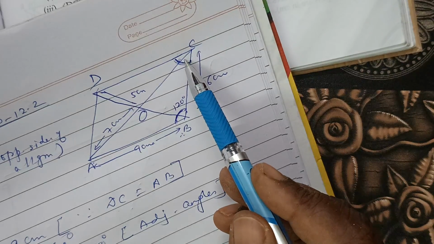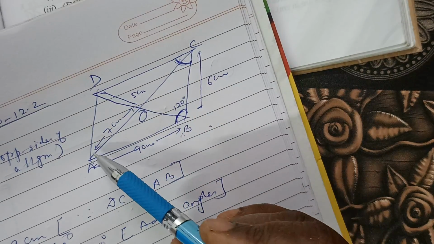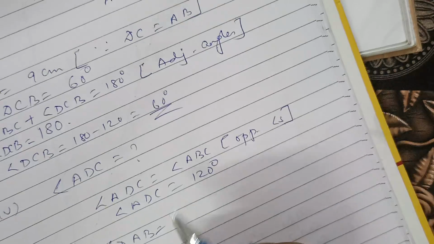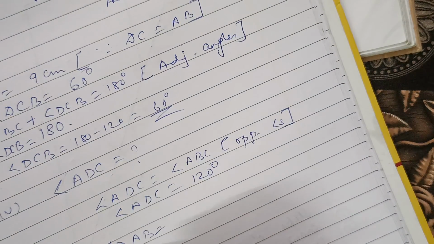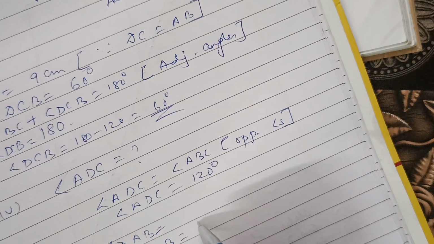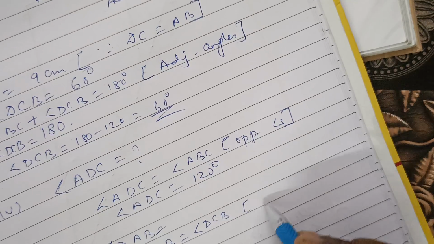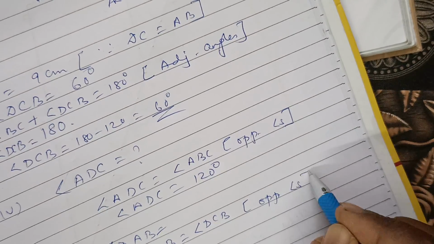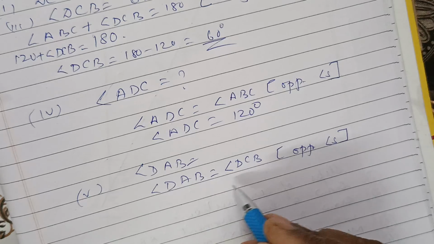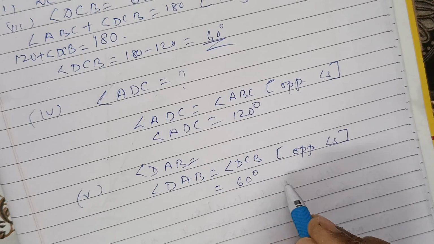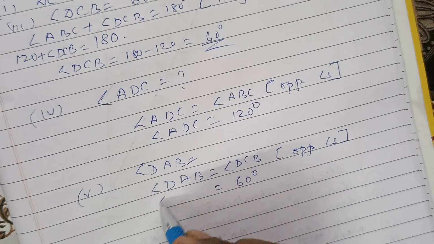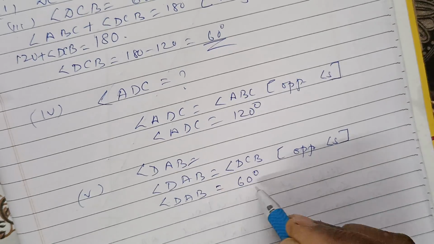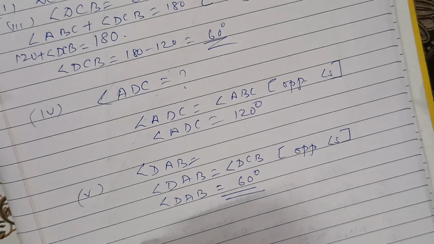We have already found out this angle equal to 60 degree. So this will also be equal to 60 degree, opposite angles. Again, angle DAB will be equal to angle DCB, opposite angles. Now we have already found out angle DCB equal to 60 degree in the third part of this question. So angle DAB will also be equal to 60 degree.